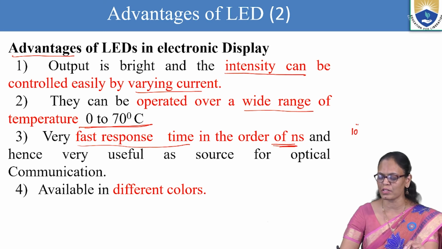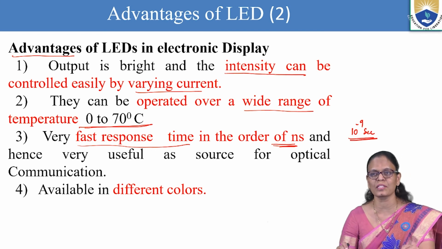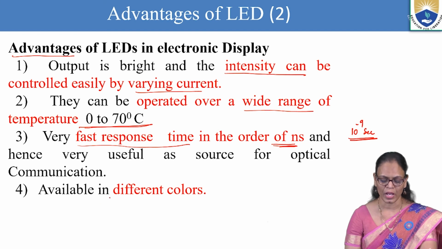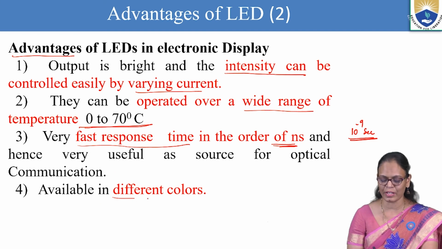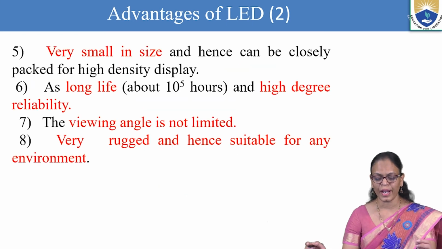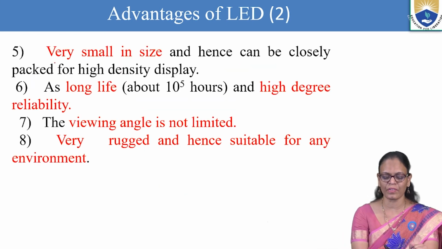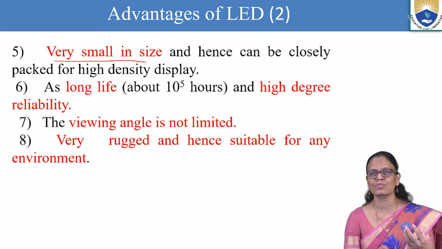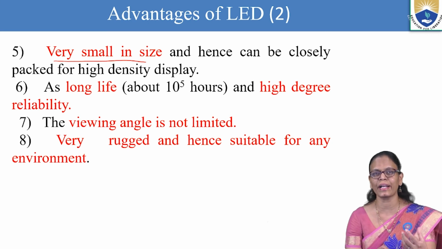Nanosecond means 10 power minus 9 seconds. You can imagine how small it is. The response time is in the order of 10 power minus 9 seconds. And so it is a very useful source for optical communication. The other advantage is it is available in different colors also. And then the next advantage is they are very small in size and so can be closely packed for a high density display. So we can pack them very close because of smaller size.